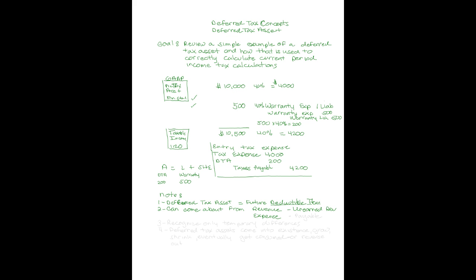IRS is very close to cash basis, so because you've already received the cash, you would have to pay taxes on that. So you would be adding it into taxable income. That's an example how an unearned revenue can kick on a deferred tax asset.